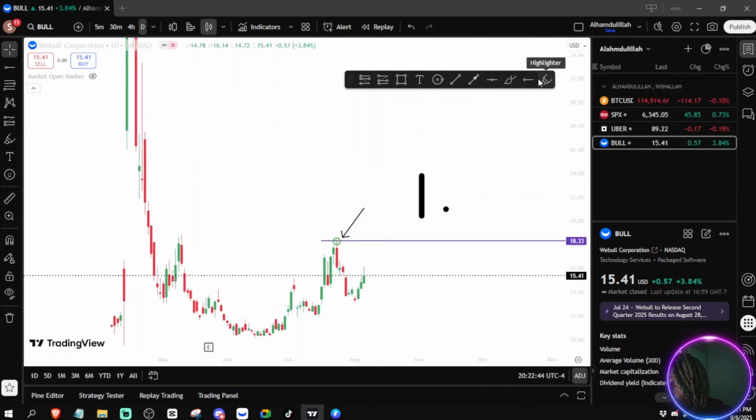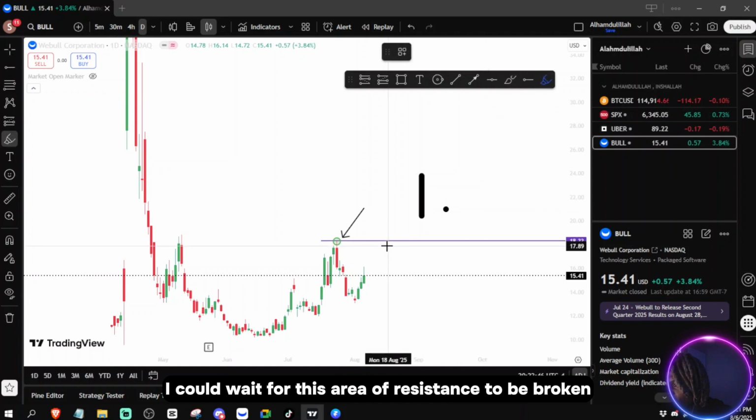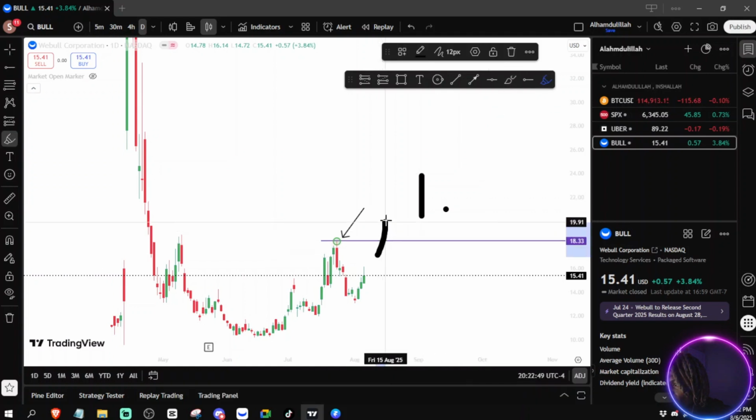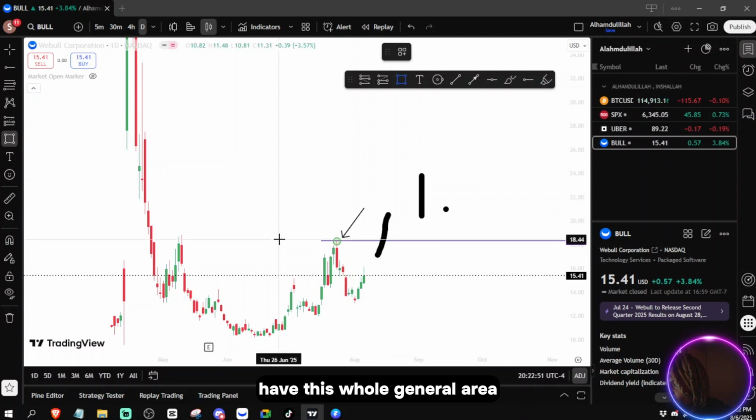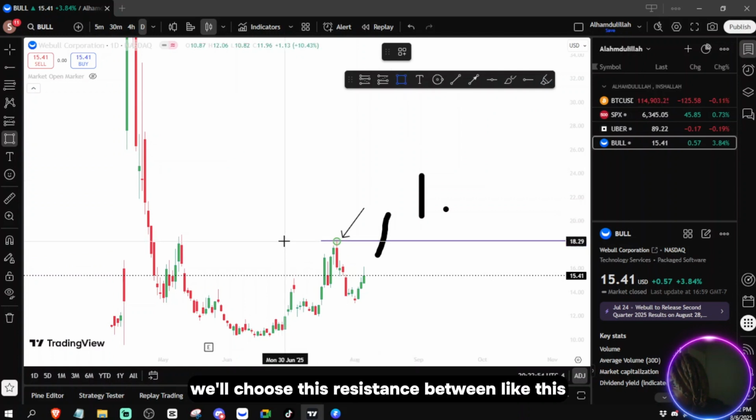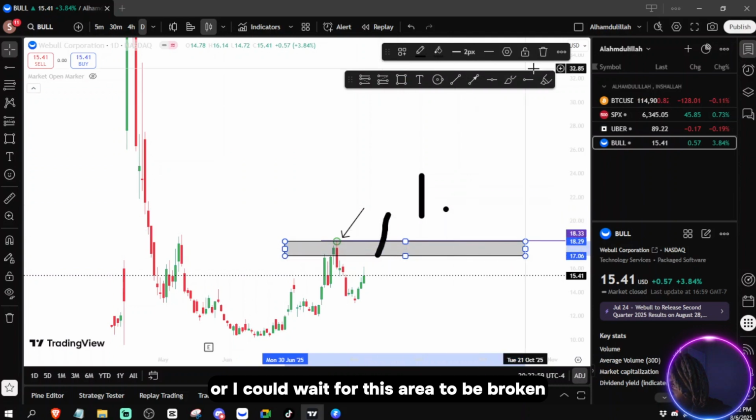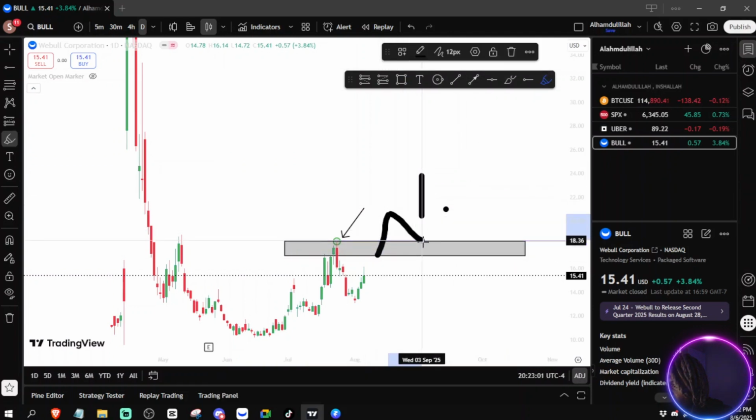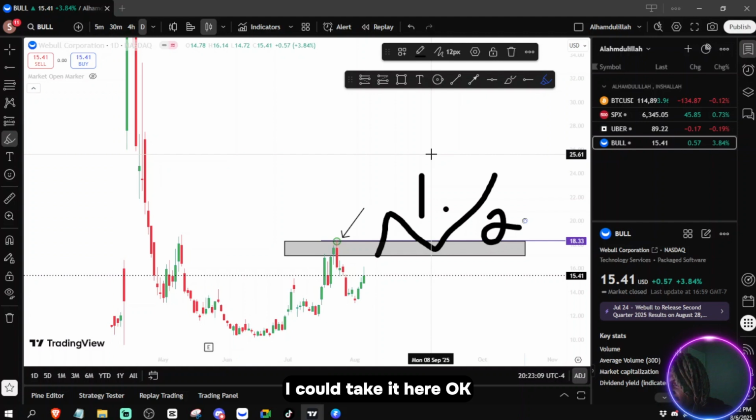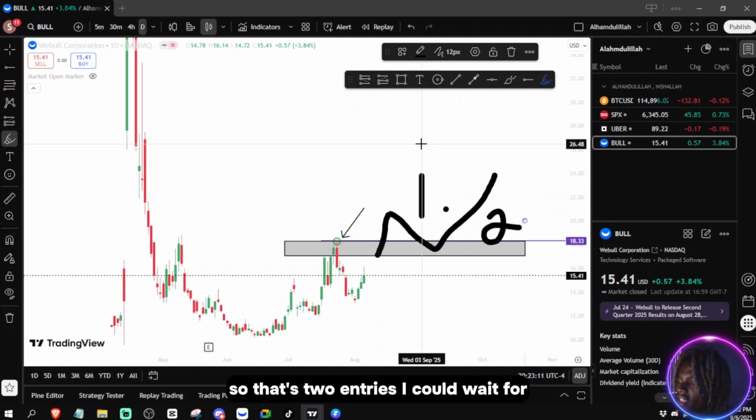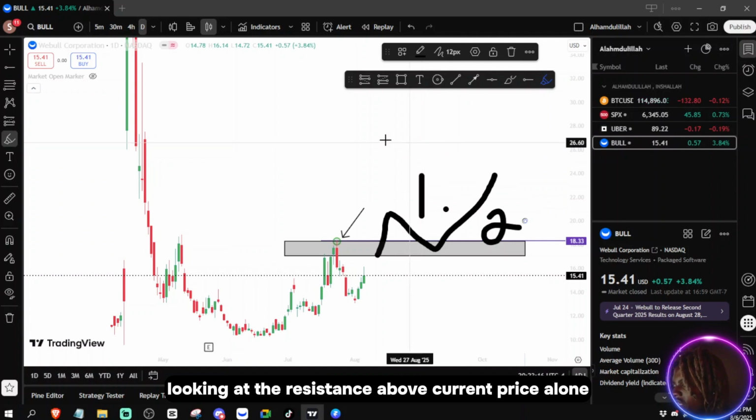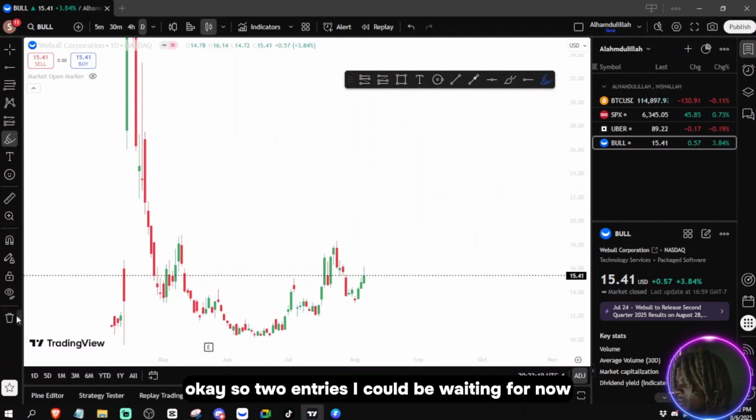Or I could wait for this area of resistance to be broken, have this whole general area. Let's see, we'll choose this resistance between like this, or I could wait for this area to be broken, turn into support, and then take it back up. That's going to be model number two. I could take it here. So that's two entries I could wait for just based off of just looking at the resistance above current price alone. So two entries I could be waiting for.